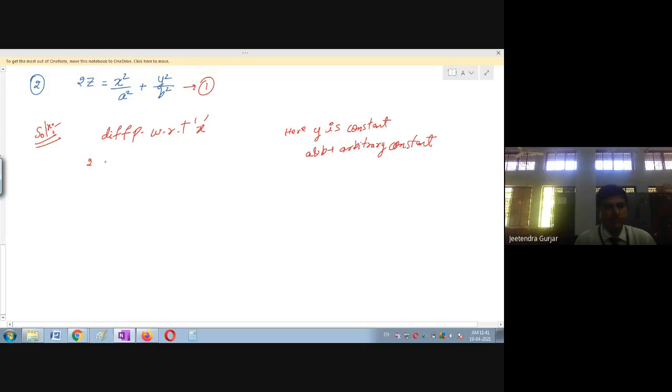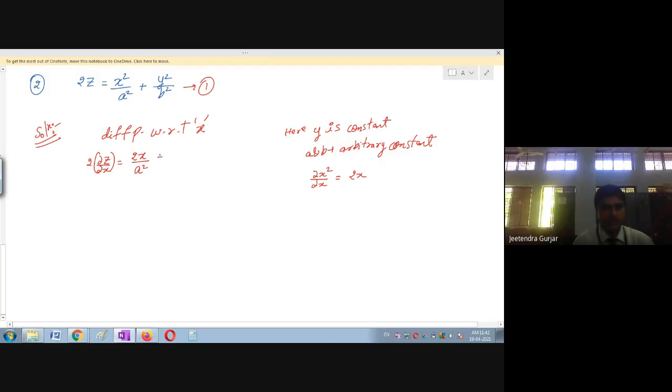Derivative of z partially with respect to x will become, denoted by ∂z/∂x, equal to next. What will this be now? This is going to become the derivative of x square with respect to x. Since we are differentiating partially, we denote this by ∂. So this is going to become 2x upon a square. Remember, a square is constant, so I will write a square as it is.